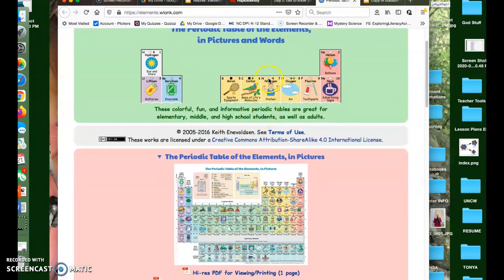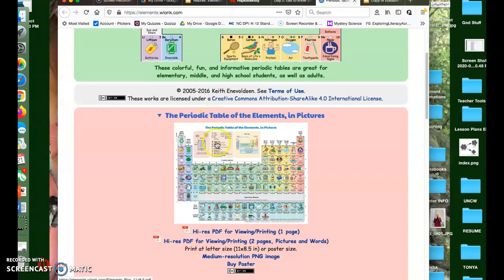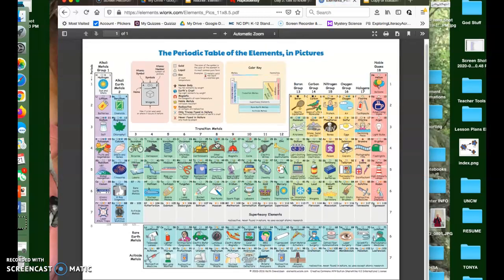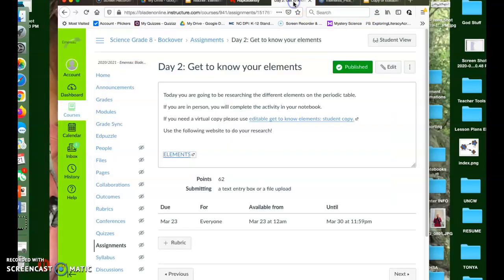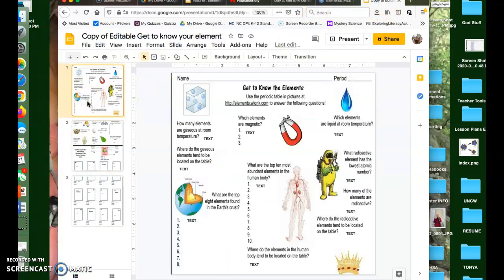So you're going to use these different links to help you fill in the information, like this right here. So this would help you fill in the information, like if we go neon right here, it's used in advertising signs, and then it'll help you answer the top questions right here as well.